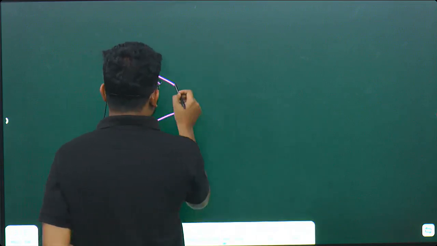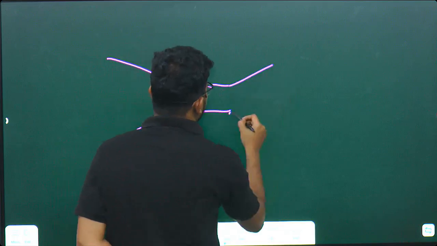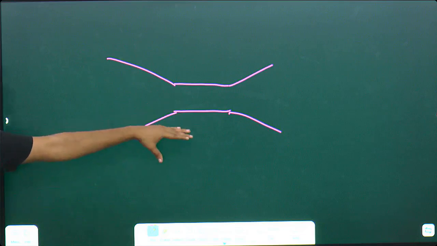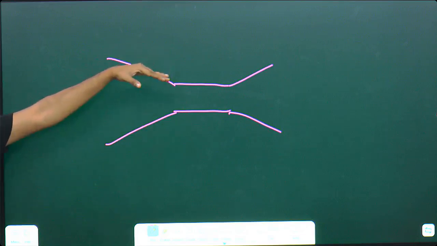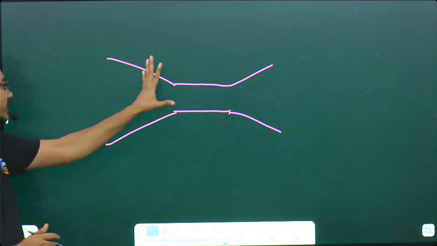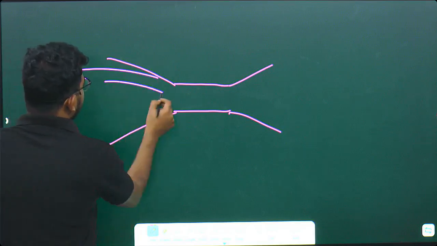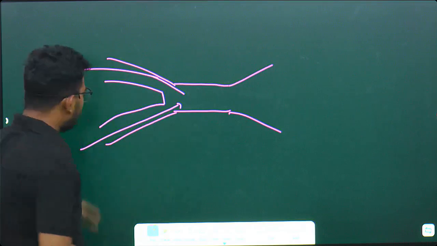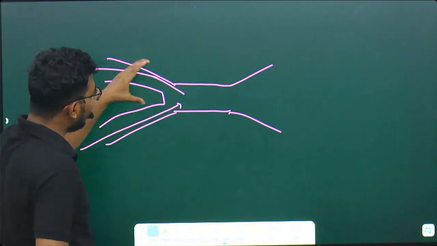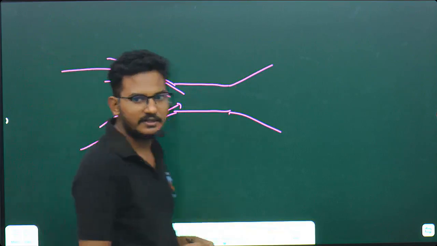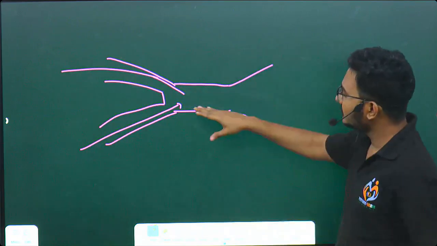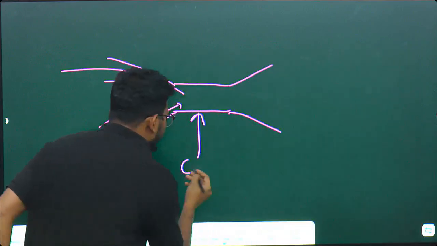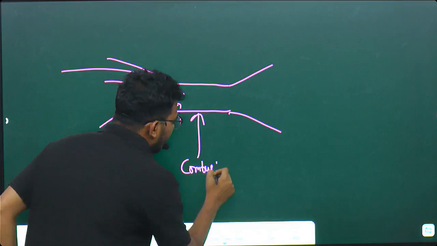Generally, a jet plane engine will be in this shape. Whenever it is traveling in the stratosphere, it will suck the air from the atmosphere. While sucking the air, it is compressing the air. Now this compressed air along with the fuel will burn here.